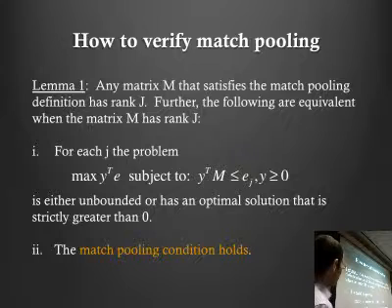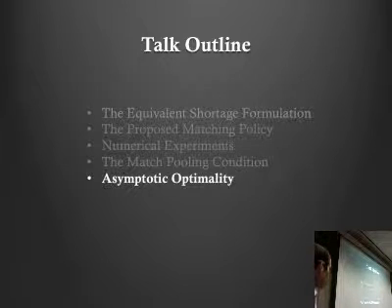We have a way to verify this match pooling condition, just an algebraic lemma that says you have to solve a set of linear programs, and under certain outcomes it will guarantee that the match pooling condition holds. And again, it boils down to duality theory, fairly basic. Anyway, there is a way to verify this without actually plotting the network or verifying it for each vector x.